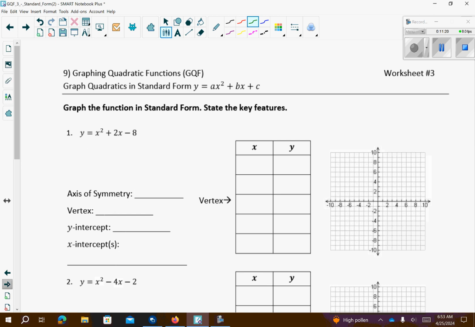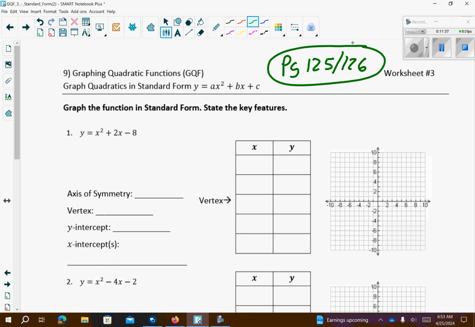I will probably work out problems 1, 2, and 3 during class on the board, but let's make sure that page 125 and 126, I think I assigned you 1, 2, and 3 in the video. I didn't assign it in class, and I'm sorry about that. But let's make sure we have 125, 126 done, and again, we'll do 1, 2, and 3 in class so you can follow along with that.